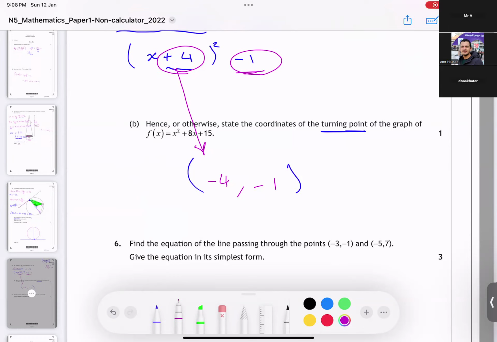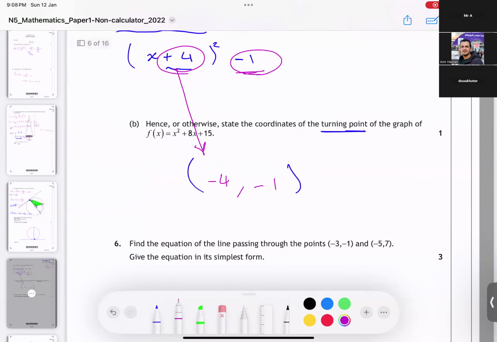But it says the turning point of graph x squared plus 8x plus 15. Oh, that's the one we did. Yeah, but the point is that's called the turning point, because the behavior of the function has changed from being decreased into increased. This is the reason why we call it turning point. Did you get it?